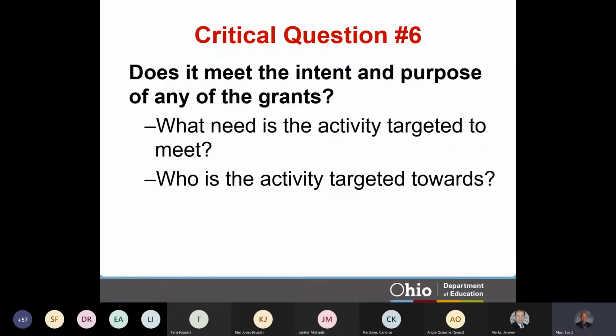And the last critical question: what need is the activity targeted to, and who is the activity targeted towards? Alignment to the district or building priority needs. We have to remember that the comprehensive needs assessment flows into the comprehensive plan, and the application funds the plan. We look at our stakeholders in each activity and target towards the students, the parents, the teachers, the leadership, classified, etc., or district-wide, depending on the grant. We have to look at the intent and purposes of each one of the grants. And there are some great resources out there that we can use.